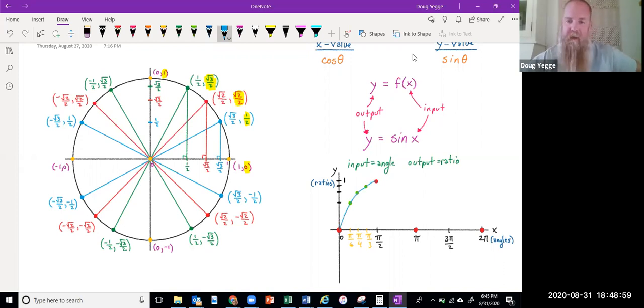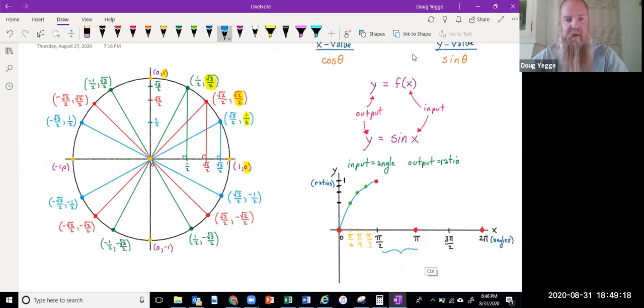Now, we're not going to be plotting all of these intermediate points here. We're just going to be looking at the locations on this graph where the graph touches 0 or where the graph reaches a maximum or a minimum. Okay, and so now let's take a look into the second quadrant. The second quadrant goes from pi over 2 to pi.